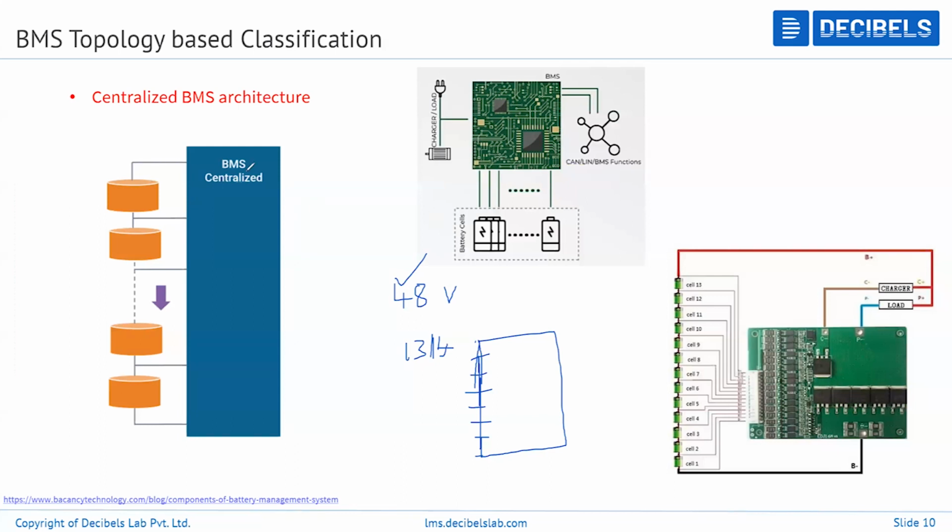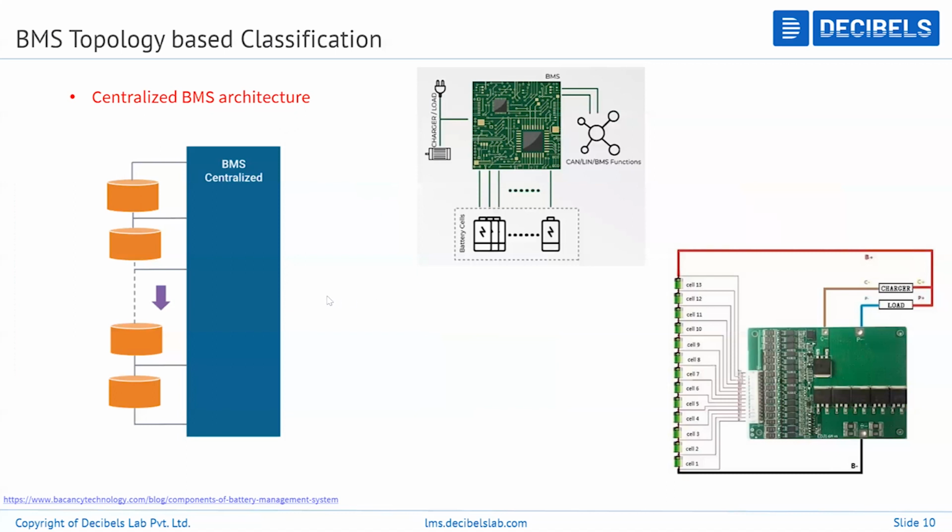Centralized and modular. Okay. So for example, if you take 14 cells in series, or a 48-volt or 60-volt battery, we usually have a single BMS itself. There is no master and slave or anything.